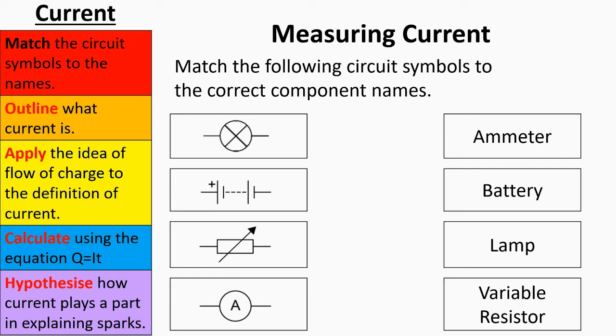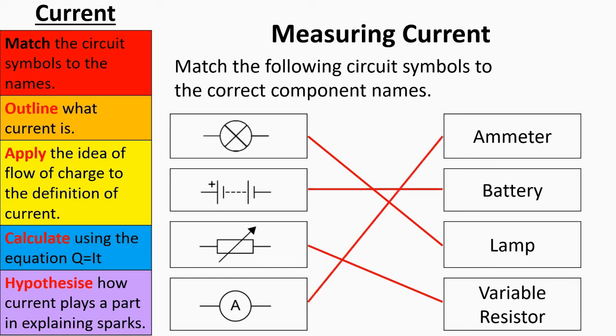So let's see if you're right. The top symbol there, that is a lamp. It's also perfectly acceptable to say that that is a bulb. The next one is a battery. The third one is a variable resistor. And finally, we have an ammeter at the bottom. Make sure that you've checked your answers, correct them if necessary.